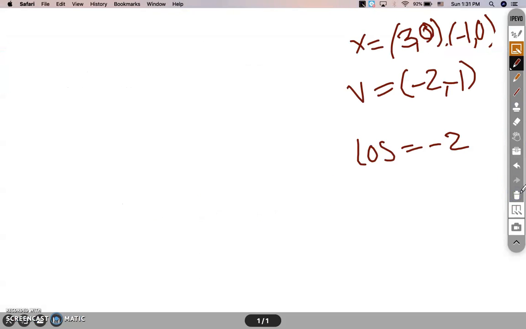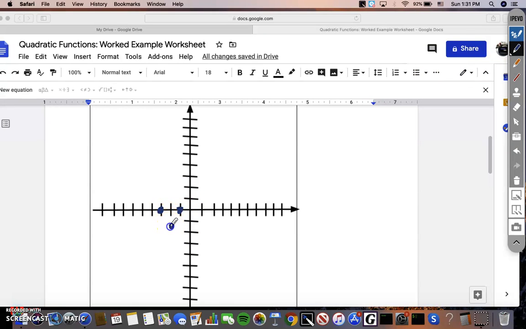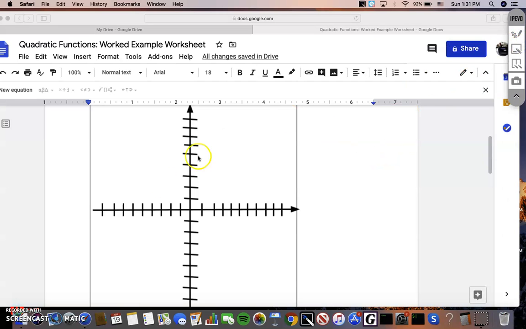So now the vertex is negative 2, negative 1. That's going to be the vertex, alright? Then we don't need to graph the line of symmetry because we just need to know that it goes down through the middle, because that's the line of symmetry.